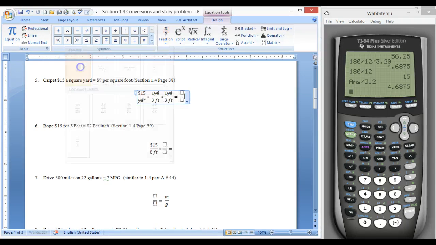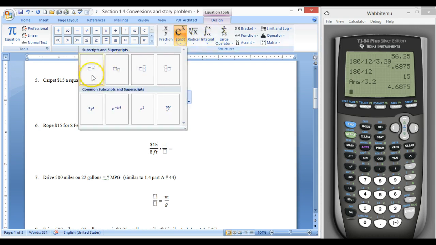So I'm going to add in my fraction. Up on the top I have $15. On the bottom, all of the yards have now canceled out, and I'm left with 3 feet times 3 feet. 3 times 3 is 9. Feet times feet is feet squared, and I'm going to add this in.